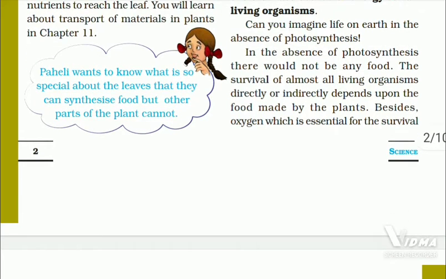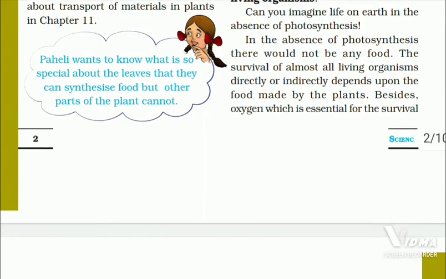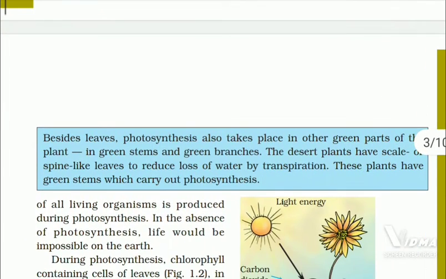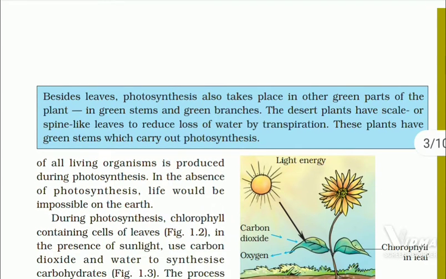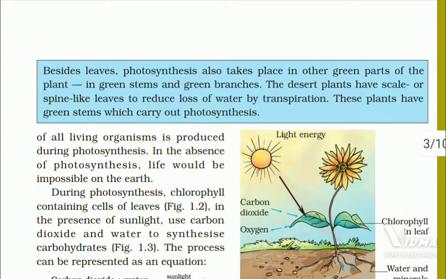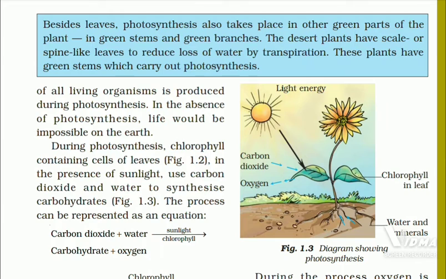Besides food, oxygen is very essential for the survival of all living organisms, and oxygen is also produced during photosynthesis. In the absence of photosynthesis, life would be totally impossible, because neither will we get oxygen nor food. So, without air and without food, can humans survive? No. During photosynthesis, chlorophyll containing cells of leaves, in the presence of sunlight, use carbon dioxide and water to synthesize carbohydrate.